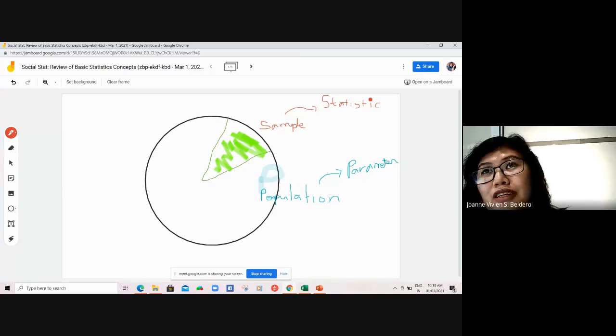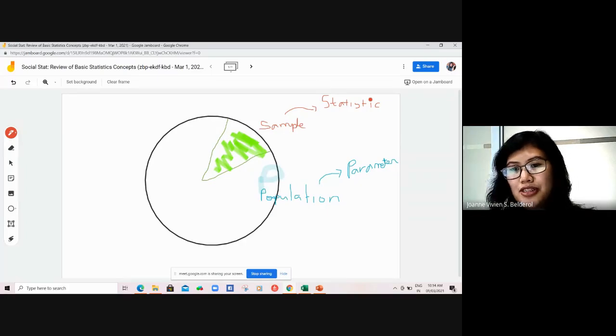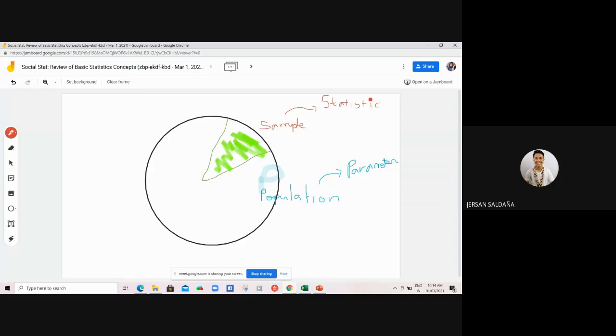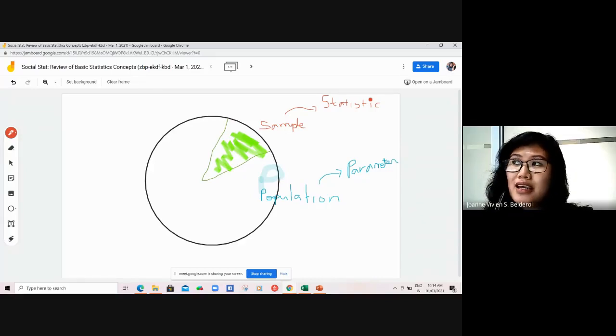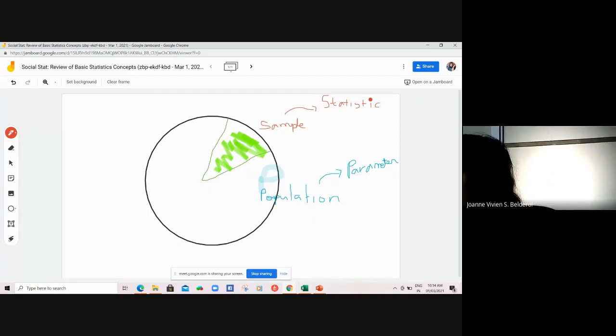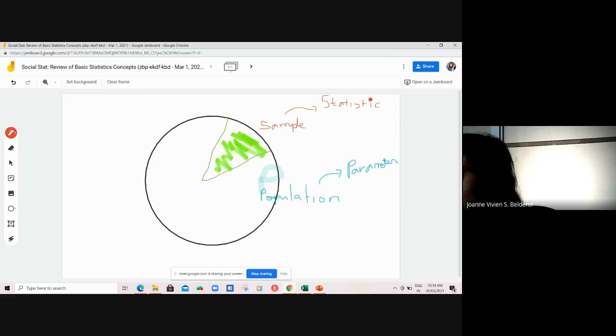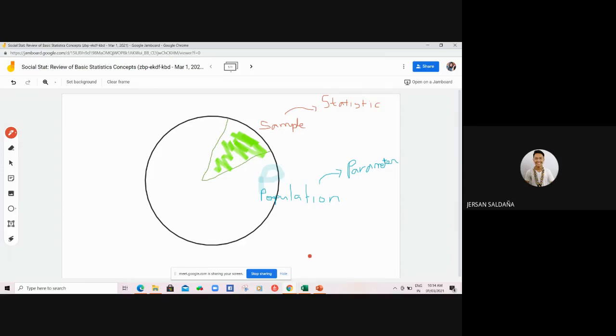So if, for example, I say there are 5,000 currently enrolled students in Bukso, what is that? Population or sample? Population. True. But if I say out of the 5,000 Bukso enrolled students, 2,000 of that are social science students, what is that? Sample, ma'am. True. It becomes a sample, because it's taken from the population.